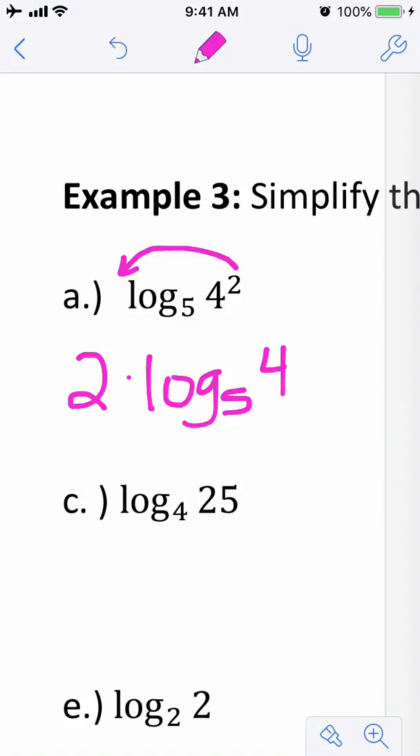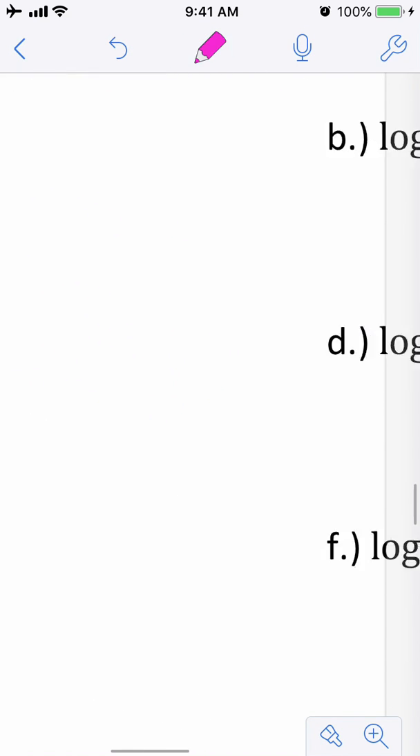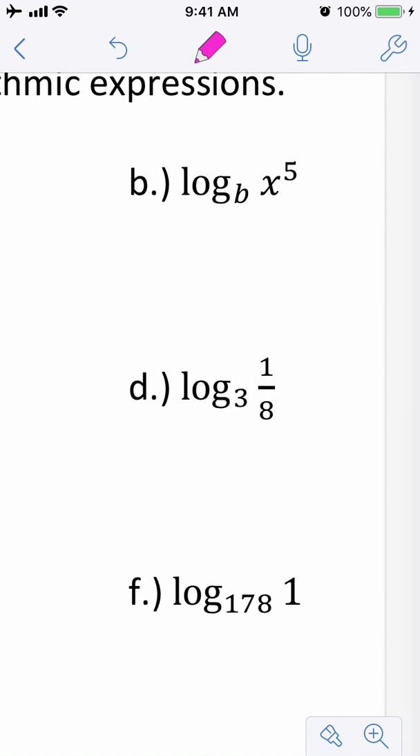Don't have to worry about the same base, because there's no other logarithmic expression here. It's just the one, so this works for any base, doesn't matter. Like I just said, this works for any base, so in example B, we have log base B of x to the 5th. I don't know any of this. Is that going to cause a problem?